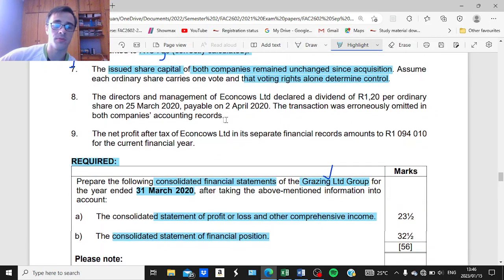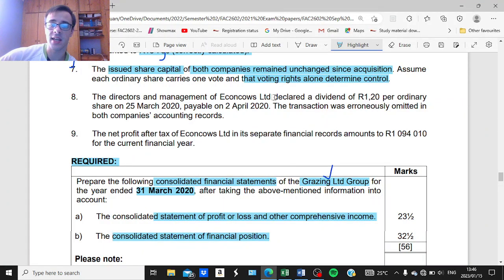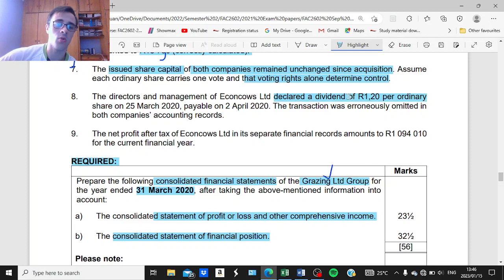So let's move to additional information point 8, which says that the directors and management of EconCals Limited declared a dividend of R1.20 per ordinary share on the 25th of March 2020, so before year end, and it is payable on the 2nd of April 2020. So at year end, those dividends are still payable. The transaction was erroneously omitted in both companies' accounting records. So what this means is that neither of the two companies accounted for the dividend declared by EconCals Limited.